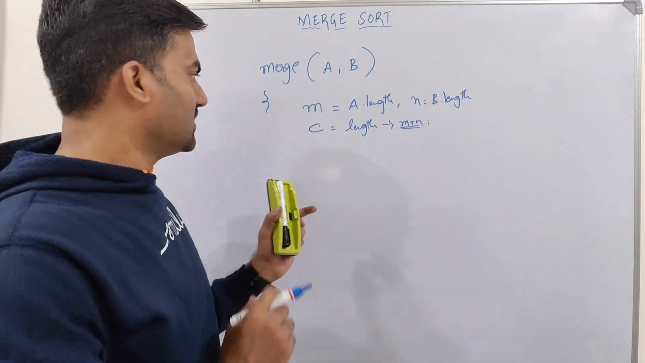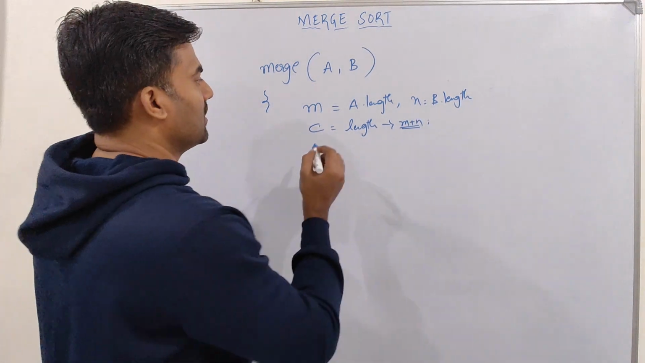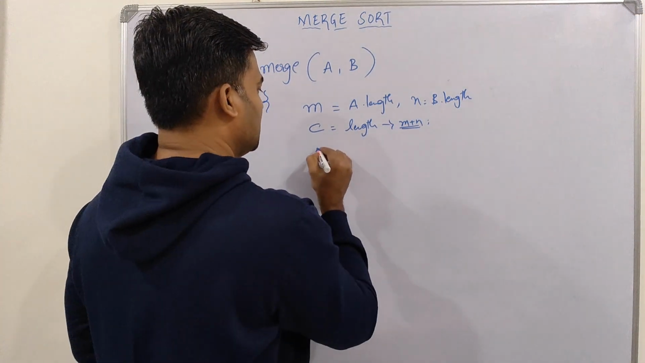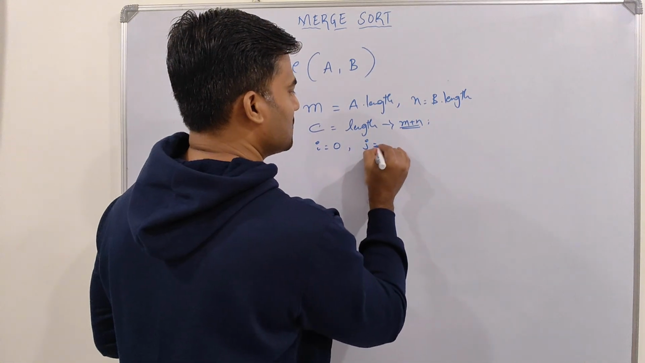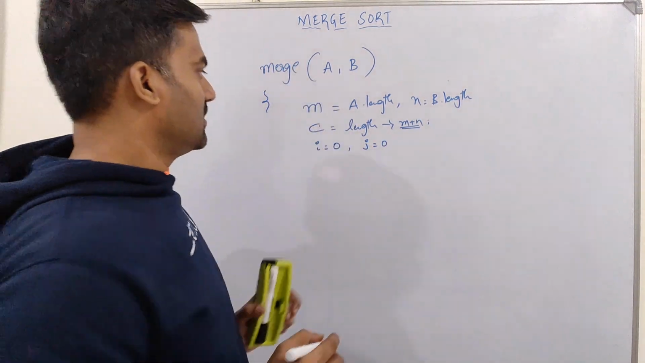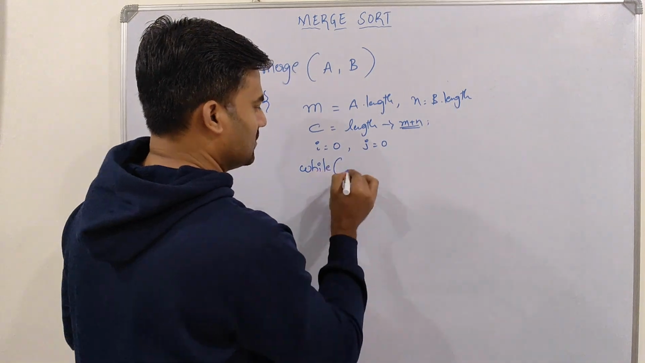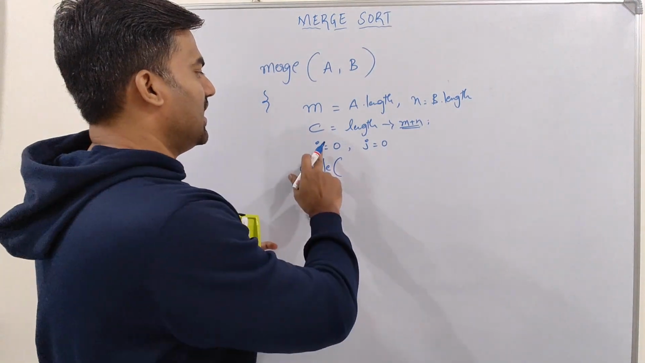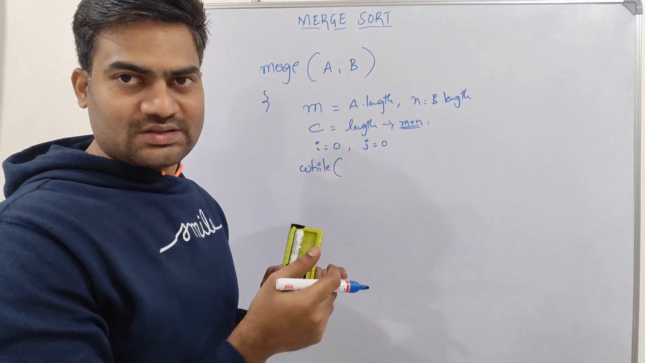Now let us take two pointers, I equal to 0 and j also equal to 0. Now while, we need to iterate until either I gets exhausted or j gets exhausted.